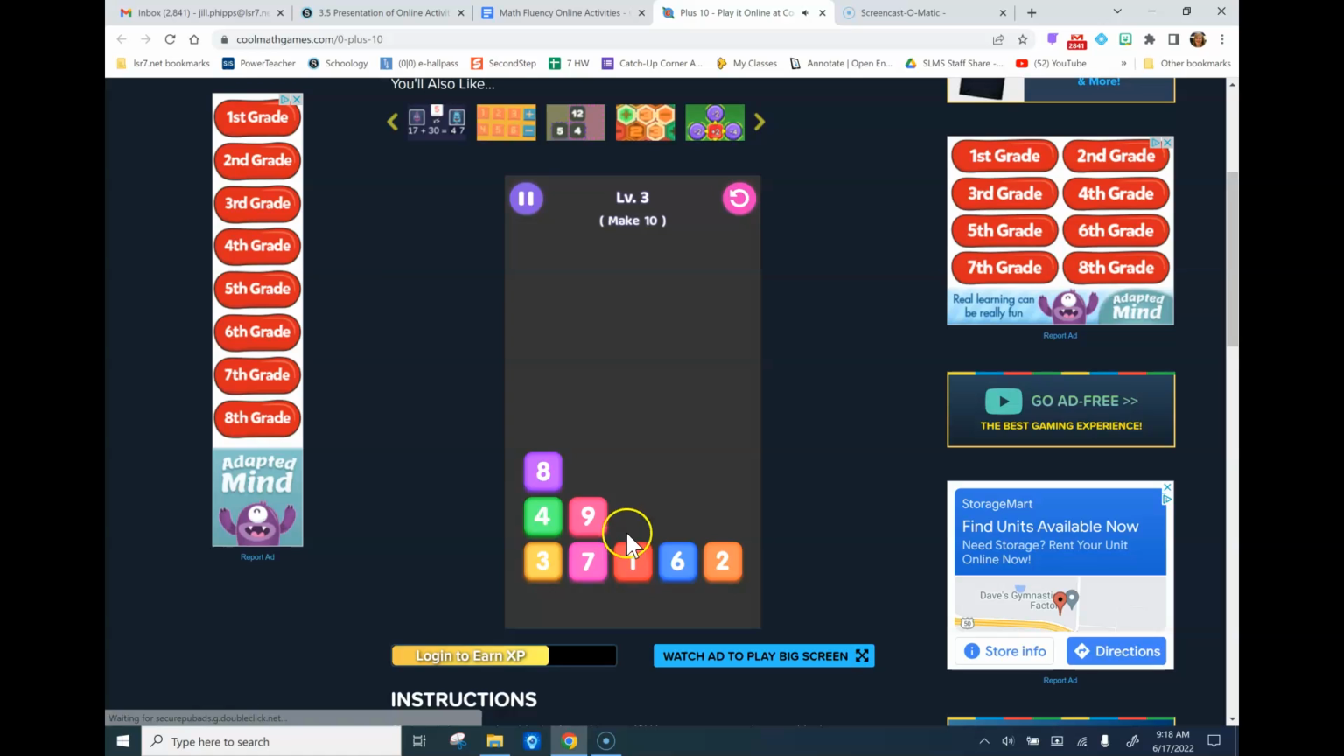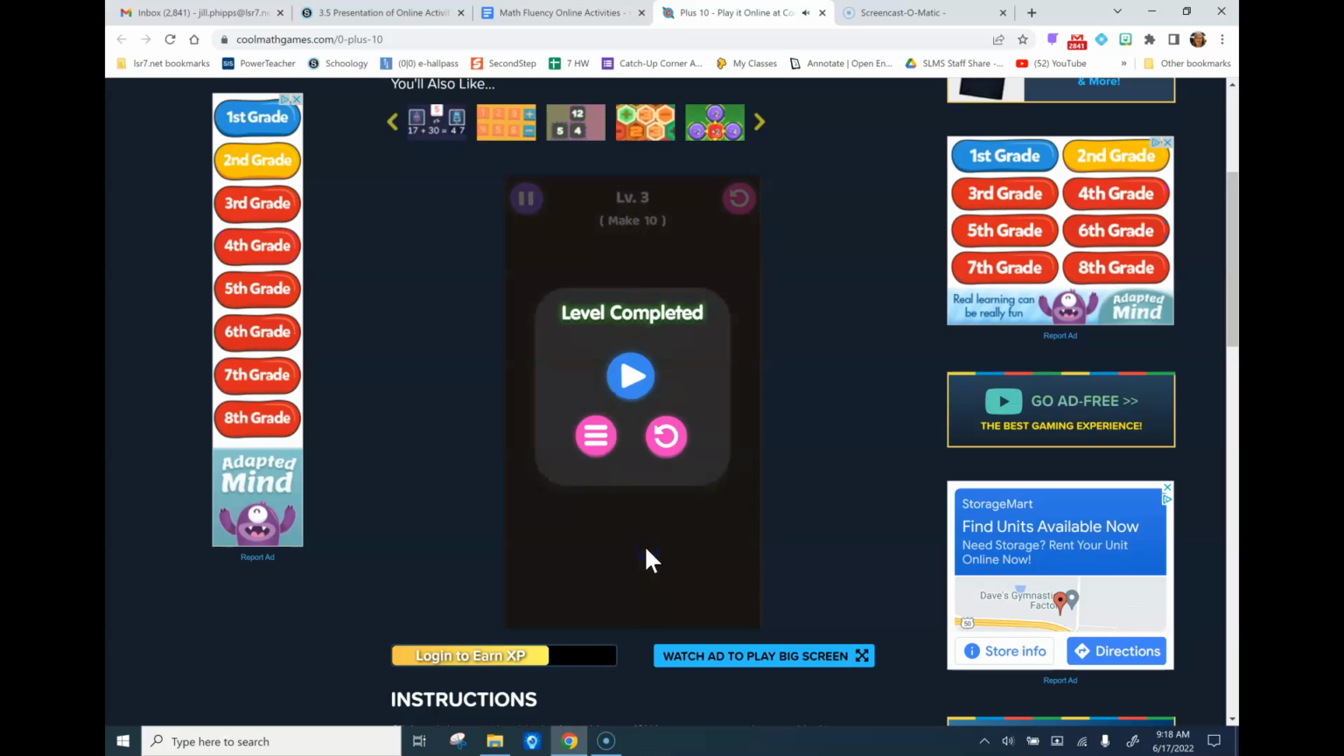And it keeps on going, and so 3 and 7, 9 and 1, okay? And as it goes up, the levels get more difficult.